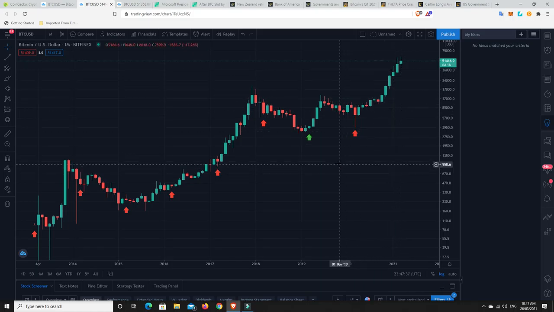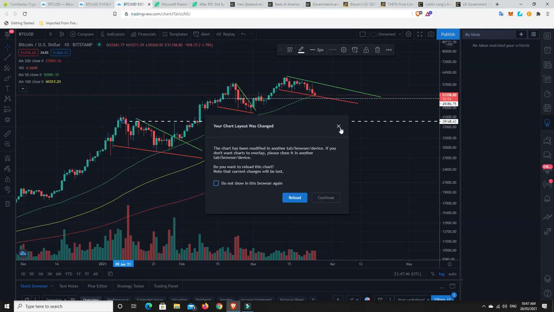But again, we'll have to wait and see. No one really knows. It could just simply stay green and we continue to go up. This could be just a small blip. Let's have a look at the daily chart.